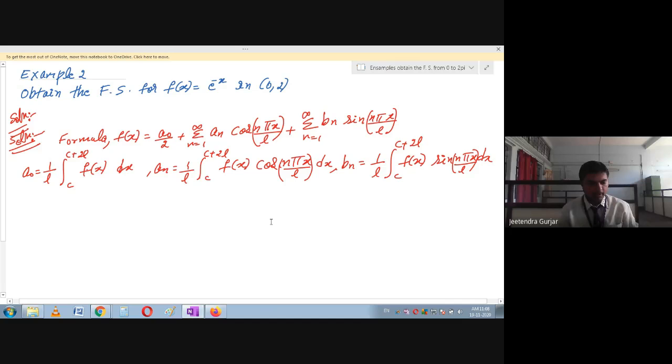First you have to remember these formulas. That is, f of x is equal to a naught upon 2 plus summation n equals 1 to infinity a n cos n pi x upon l plus summation n equals 1 to infinity b n sin n pi x upon l. A naught is equal to 1 upon l integration c to c plus 2l f of x dx. A n is equal to 1 upon l integration c to c plus 2l f of x cos n pi x upon l dx. B n is equal to 1 upon l integration c to c plus 2l f of x sin n pi x upon l dx.